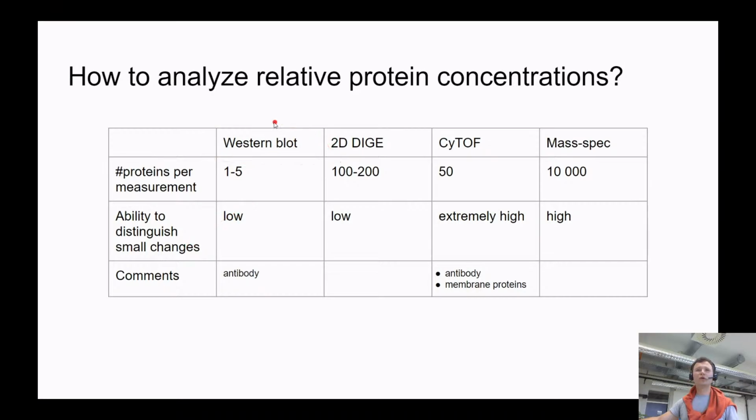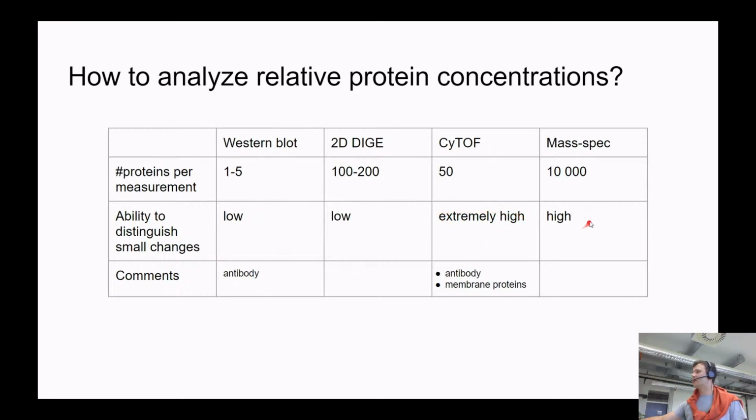Western blot works well in a very narrow dynamic range of concentrations, and as a result, I can say the ability is low. 2D DIGE as well: it has a very high bias toward things which you can visualize. If you have a very low-concentration protein and its concentration changes, it's probably not going to be well visible. CYTOF is extremely sensitive to small changes, and that's a fact.